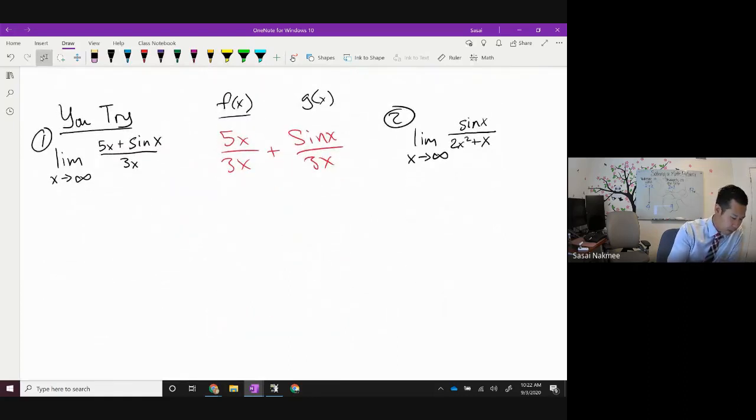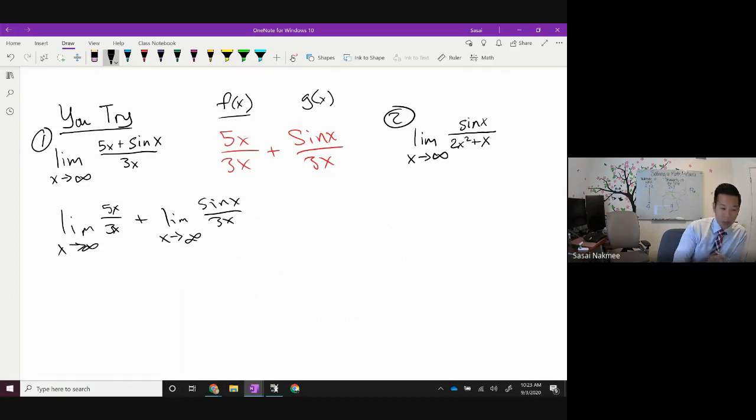So let's say I was calculating this out. What is the limit of x going towards infinity of just 5x over 3x, plus the limit as x goes towards infinity of sine x over 3x? This makes it a little bit easier when you see that, because 5x over 3x, if we simplify that, simply comes out to be 5 over 3. I hope you guys see that.